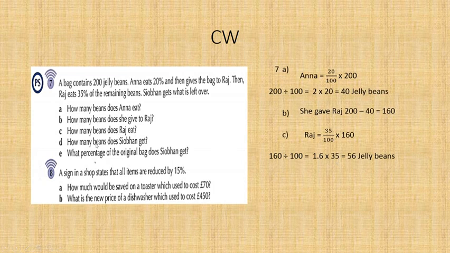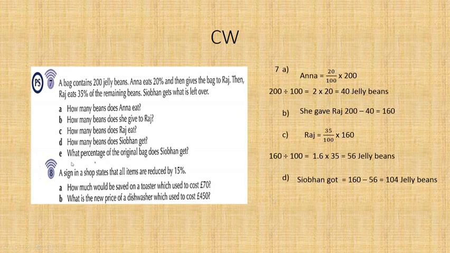Okay, question number D. How many beans does Saiban get? So easy. Right now, the bag went to Raj with 160 jelly beans, and then Raj ate 56 jelly beans. So I'm just subtracting 160 minus 56. It's going to be 104 jelly beans. So Saiban got 104 jelly beans.